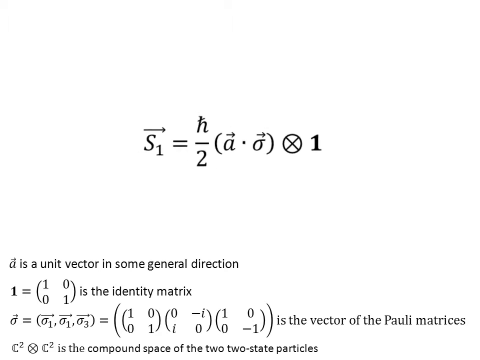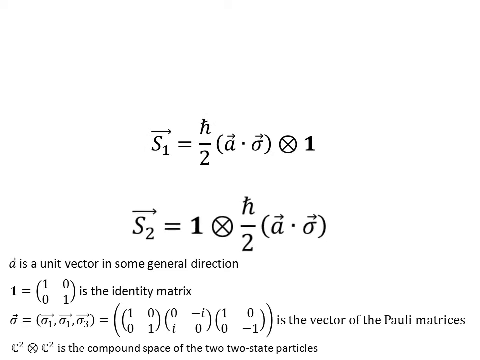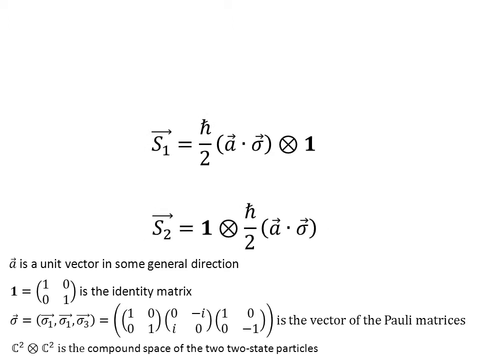For the first particle, in the compound space of the two-state particles, the operator is as shown, while the same operator for the second particle is as shown. In other words, to make an operator act on this four-dimensional space, we have to form a direct product of the identity matrix with the vector of the Pauli matrices. The vector of the Pauli matrices is the observable representing the spin of the particle in the two-dimensional space.